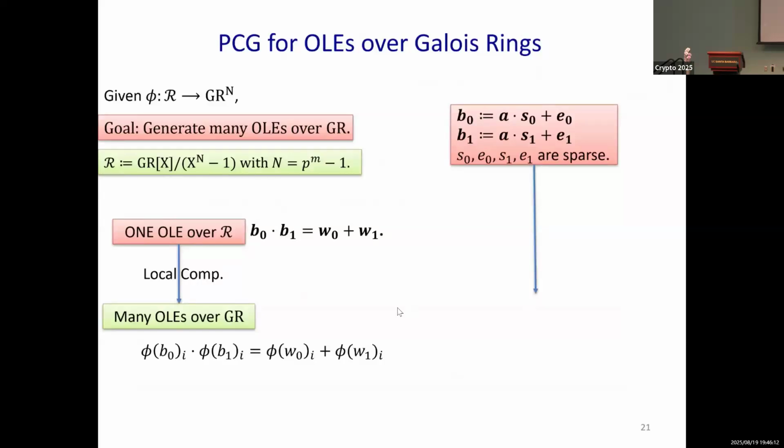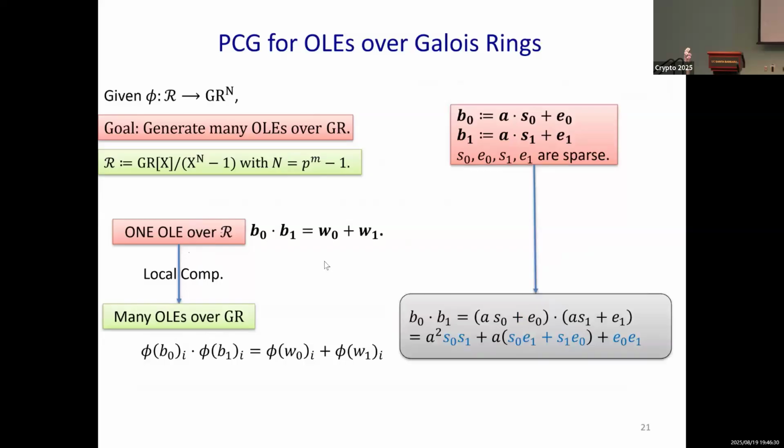With this isomorphism and the ring LPN assumption, we obtain the first PCG construction for Galois rings. In this form, we obtain B0 times B1, and then we apply the isomorphism for each B0, B1, and W1. This equation has only 4 sparse terms, each with weight t squared.